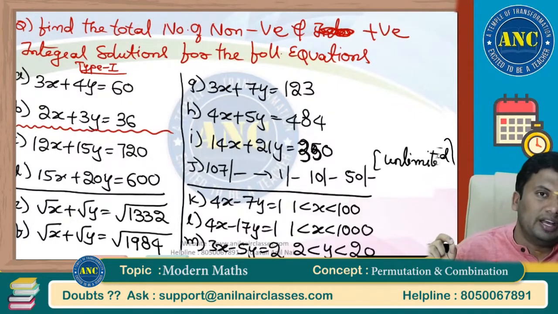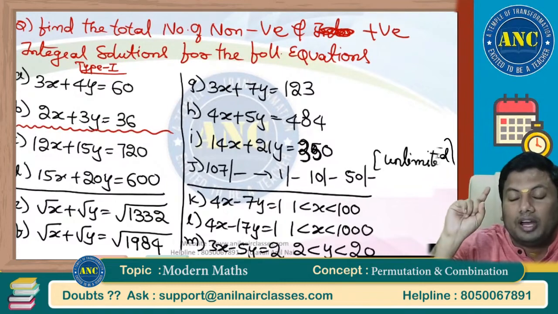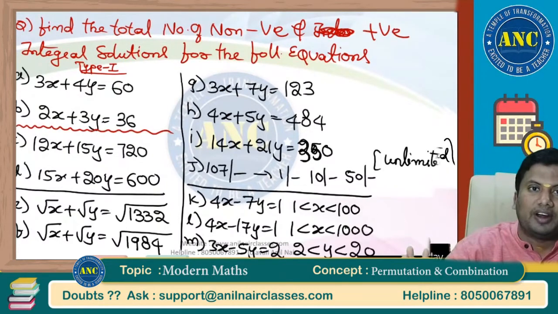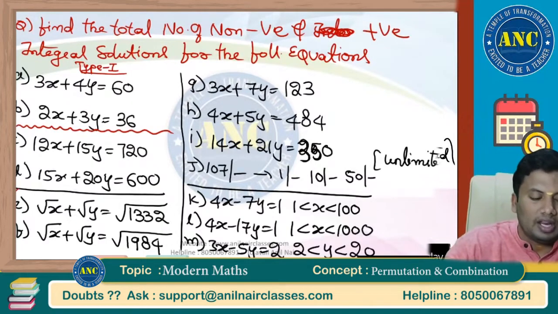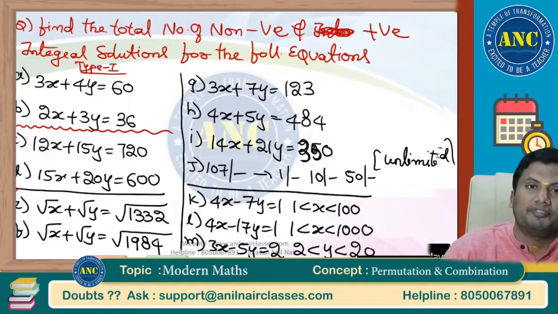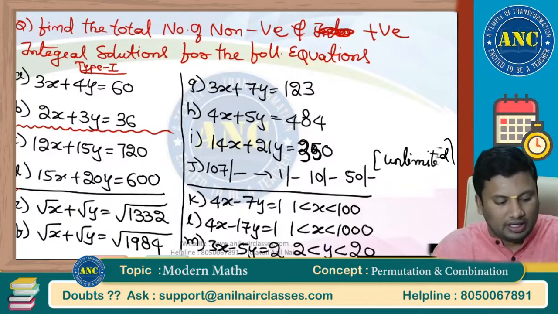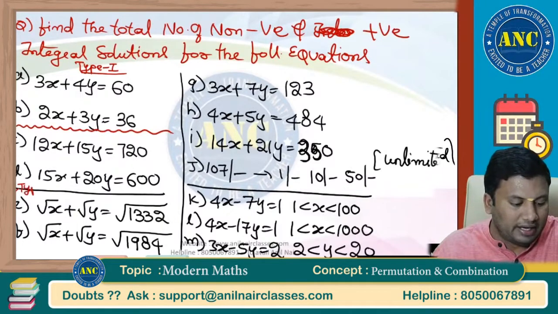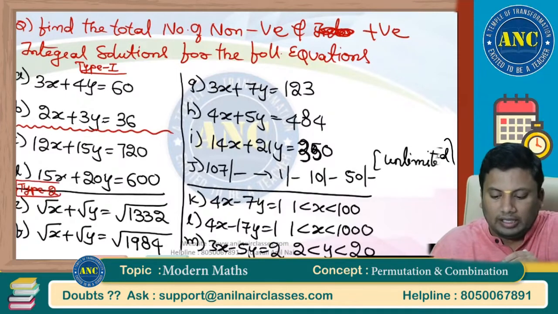Type number 1 is an equation with two variables where both coefficients are factors of the right hand side. E and F are the extension of the concepts that we use in type number 1. Now, this is type number 2, where it is in the form of a square root.